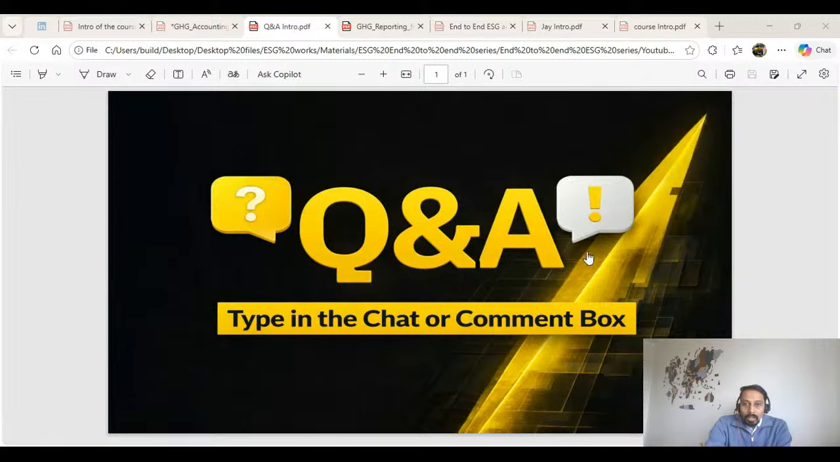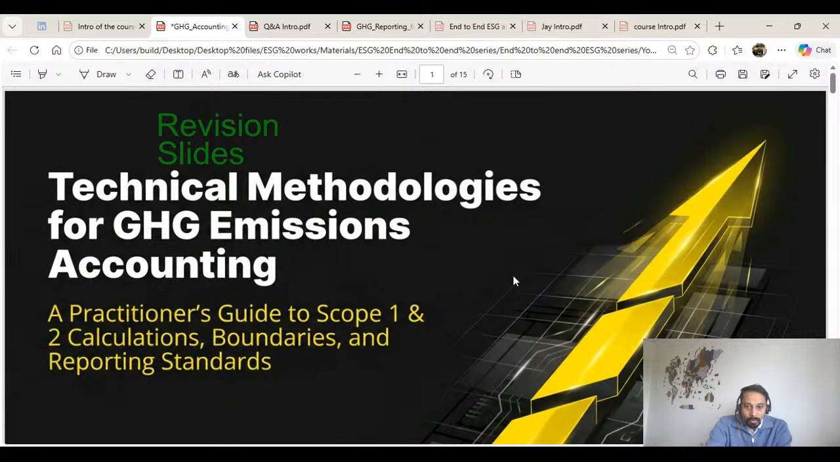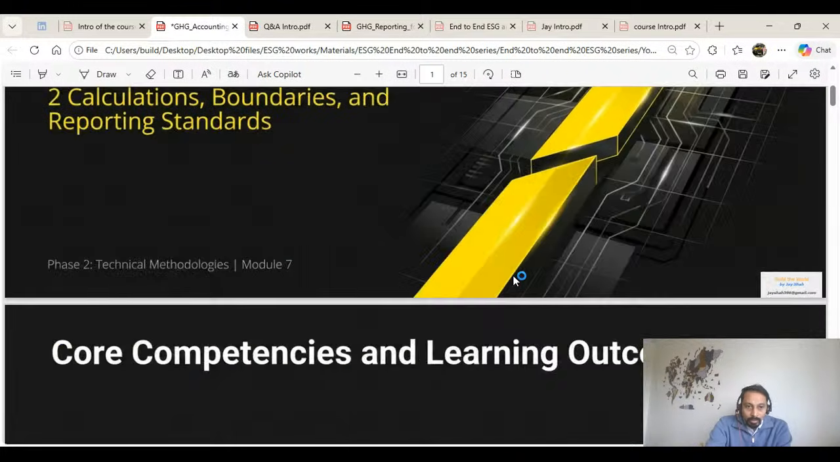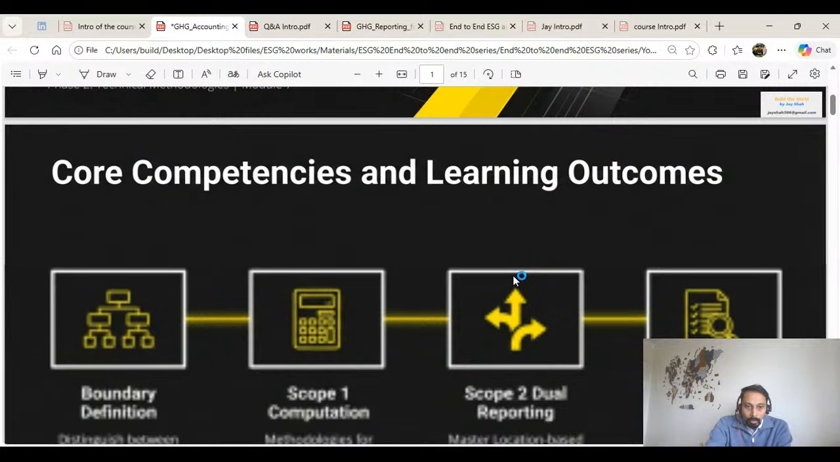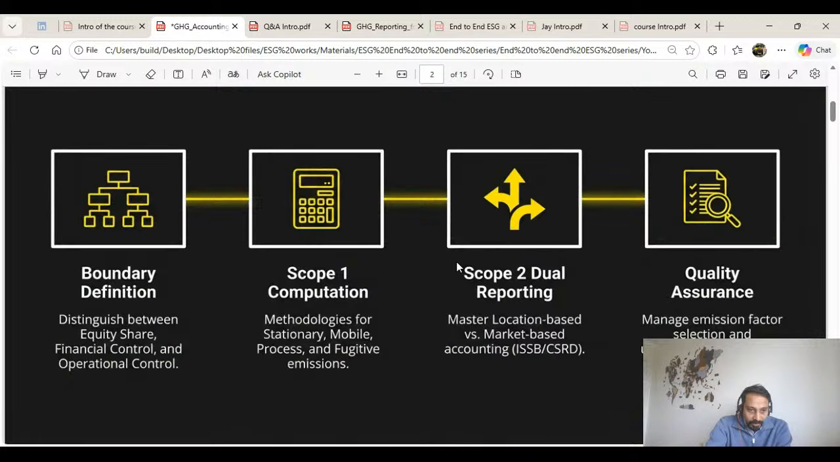So let's go into the revision first, because we are going to Excel calculation as well. The core competencies, the learning outcomes, is the boundary definitions. Scope 1 computations is very much important. You have to understand your mobile, process, and fugitive emissions, and you have to understand the scope 2 dual reporting. Someone has asked about the double reporting, because they have to understand the location-based as well as market-based accounting.